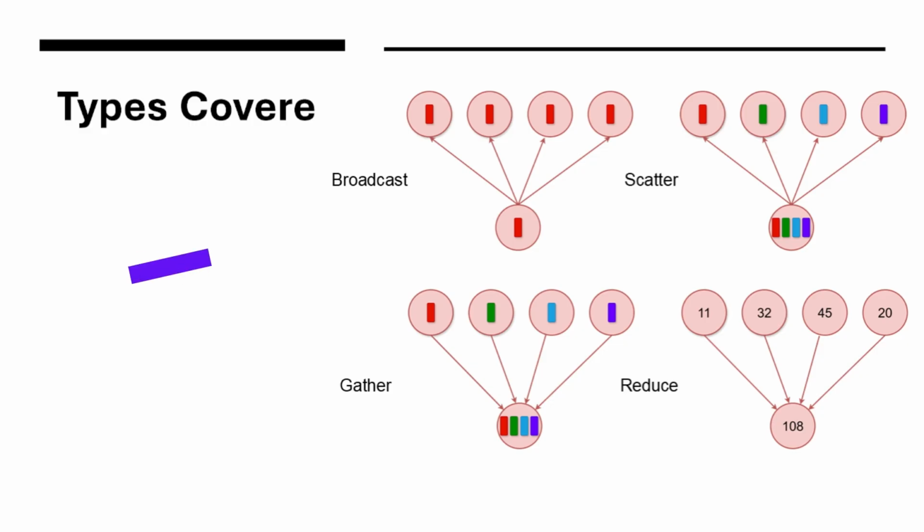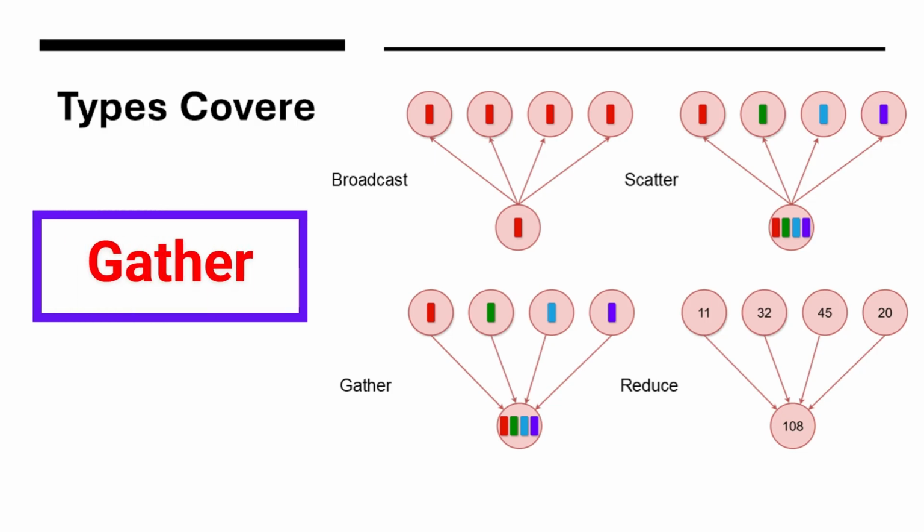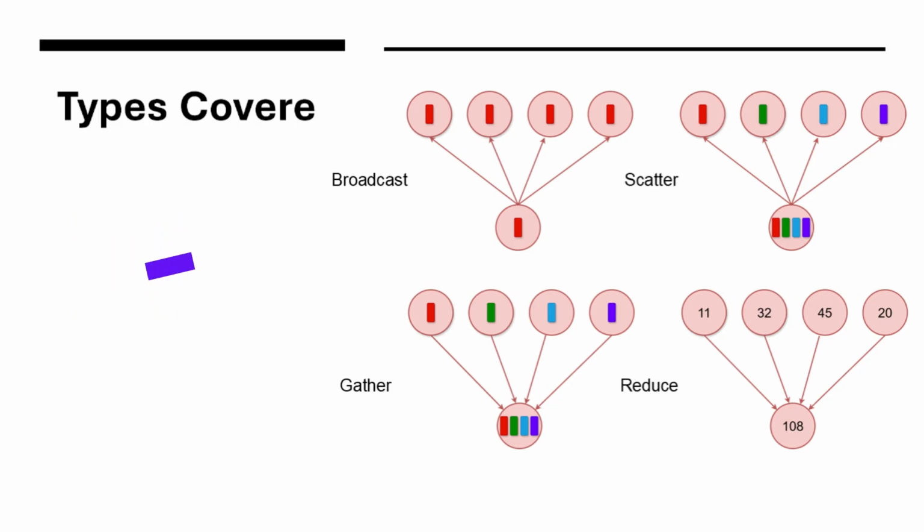Next, gather. This collects the data from all processes and sends it to a single process, that is a root. So it combines the results into one place. This is mainly useful for collecting the final outputs. So these three operations, broadcast, scatter, and gather, are essential building blocks for efficient group communication, enabling smooth data distribution and collection in parallel computing systems.